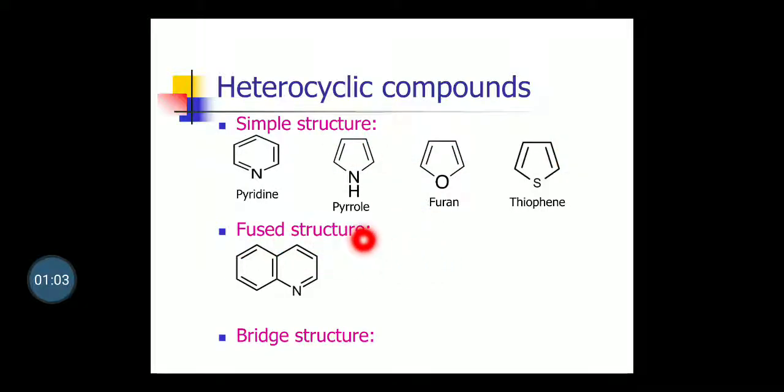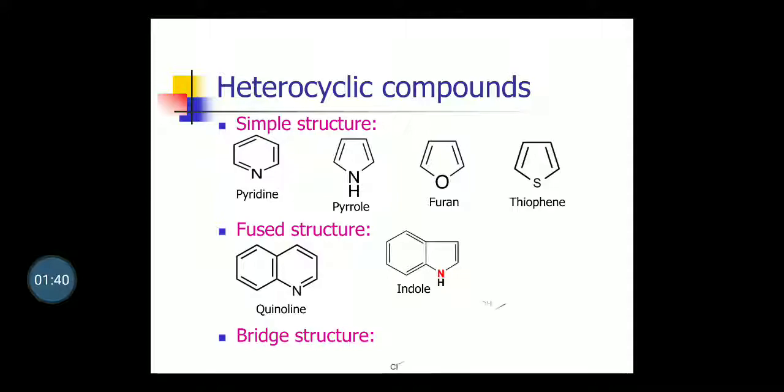Next, fused structure. The name itself indicates that two or more rings are fused together to form a heterocyclic ring, maybe two or three rings. An example is quinoline, in which two rings are fused together: one is benzene and the second is pyridine. Pyridine fused with benzene forms quinoline. Next example, benzene fused with the 5-membered ring pyrrole forms indole. So these are two examples of the fused ring structure.